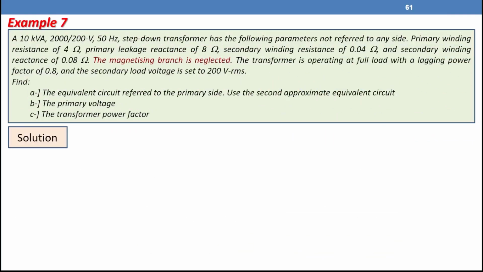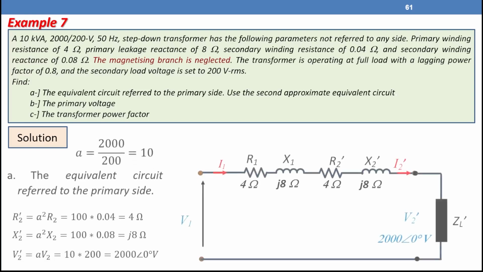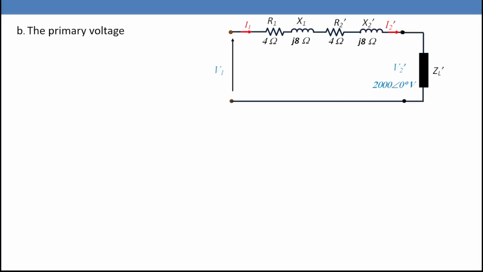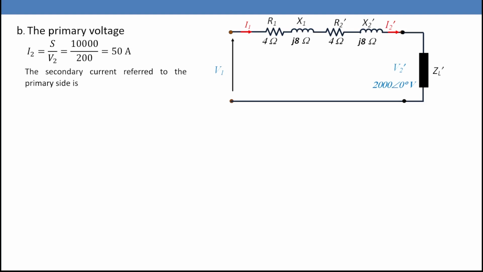We are going to repeat the previous example, but this time we are going to ignore the magnetizing branch. So the second approximate equivalent circuit will be as shown in the figure. We have R1 and X1, R2' and X2'. The secondary voltage referred to the primary side will be 2000 angle 0 volt. Like the previous example, to calculate the primary voltage, we need to calculate the secondary current at full load, which is 50 ampere. And the secondary current referred to the primary side is 5 ampere.